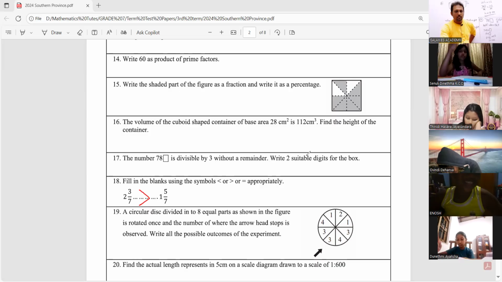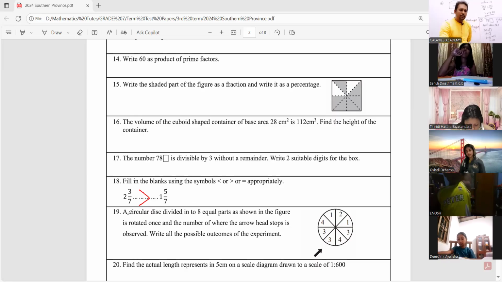Two, 3 over 7. Right. Now we can go to the next question, number 19. Also, you remember the whole number parts are equal. Then you have to check the fractional parts when you compare the mixed numbers.